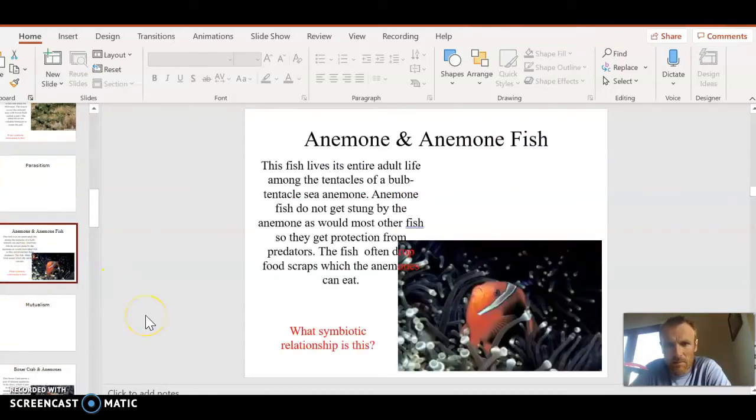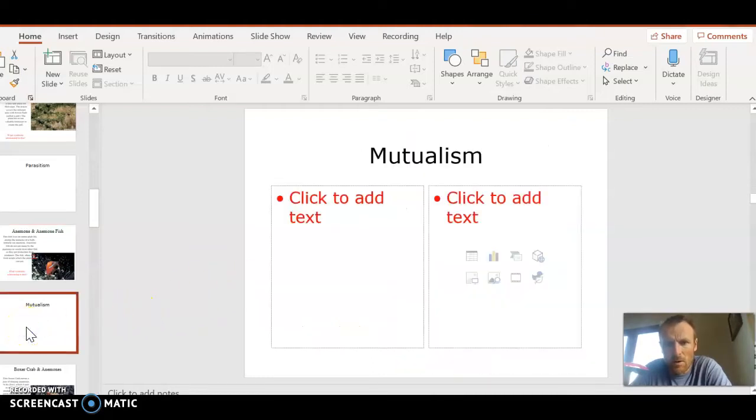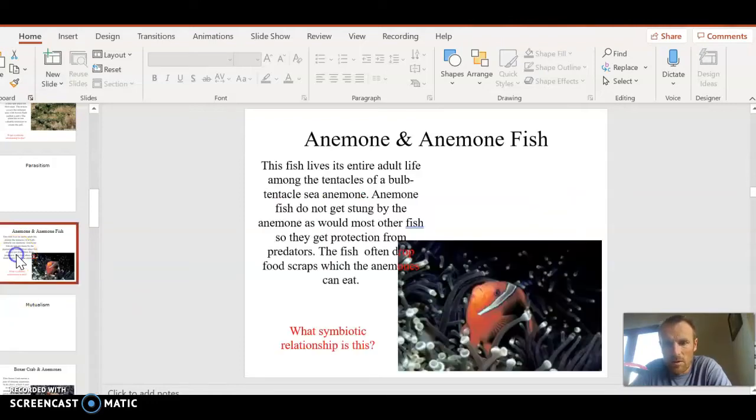How about this one, the anemone and the anemone fish? Here what we have is a fish that lives its entire adult life among the tentacles of a bulb tentacle sea anemone. Anemone fish do not get stung by the anemone as would most other fish, so they get protection from predators. The fish often drop food scraps which the anemones can eat. So what kind of symbiosis do you think is happening here? Well, it's mutualism.